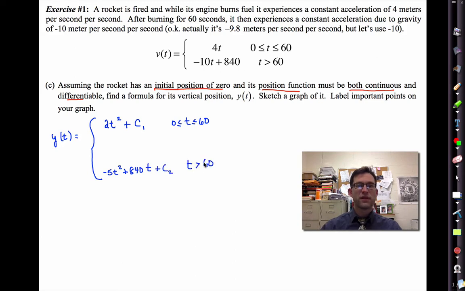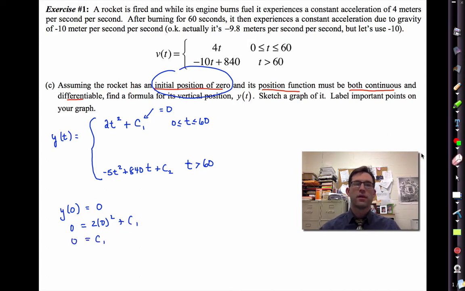Now, this starts to feel like the same song, third verse, because the fact that it's got an initial position of 0 is going to lead to C1 being equal to 0. Again, if you don't trust me, all you have to do is say, well, y of 0 is 0. Put that in, 2 times 0 squared plus C1. C1 would be 0. So that constant is out of there. We'll leave the work, though.